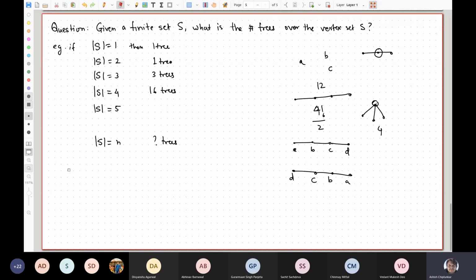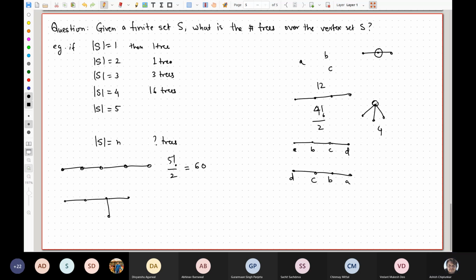So first of all, like we did for 4, we have a linear structure for 5. Let's draw that. This has 5 factorial by 2 labelings. We match A, B, C, D, E, and then it is 5 factorial by 2, which is 60. Then we have 4 vertices in a line, and the fifth one is attached to the second or third.